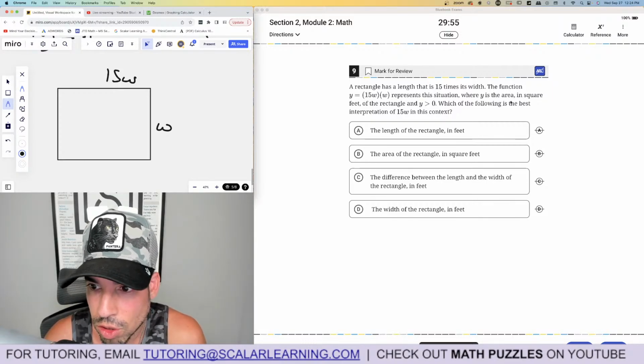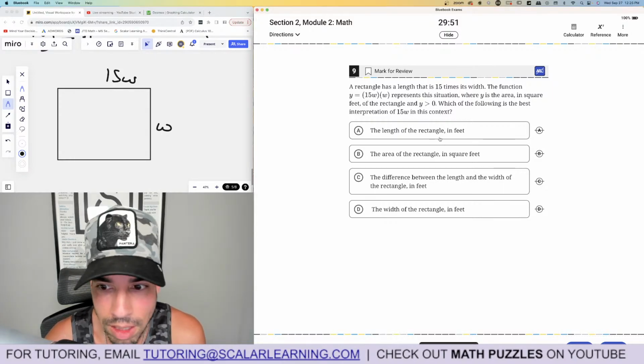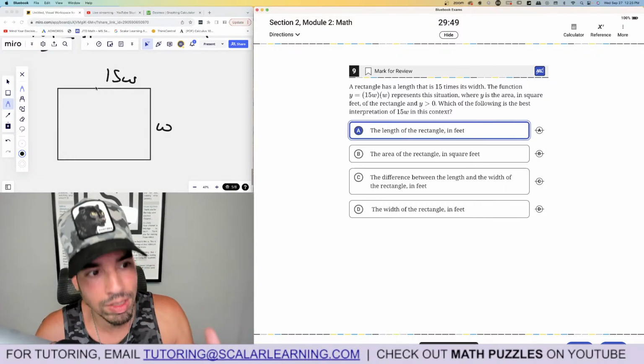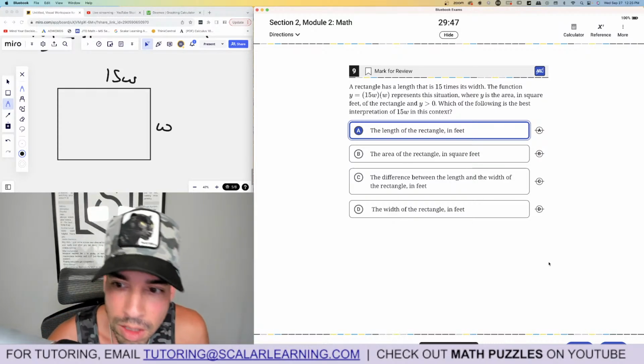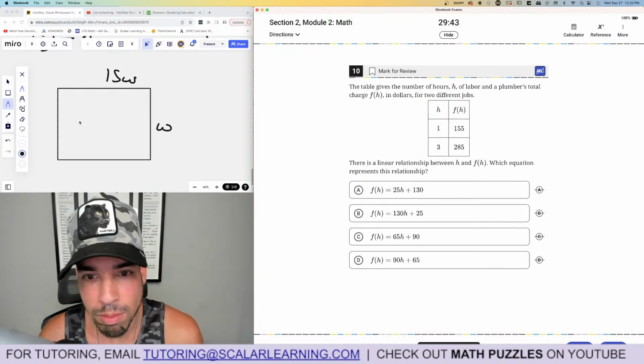Y equals this represents the situation, where y is the area in square feet. Which of the following is the best interpretation of 15? It's the length. That's it, because they said the length is 15 times the width. So 15w is the length of the rectangle. Boom, done.